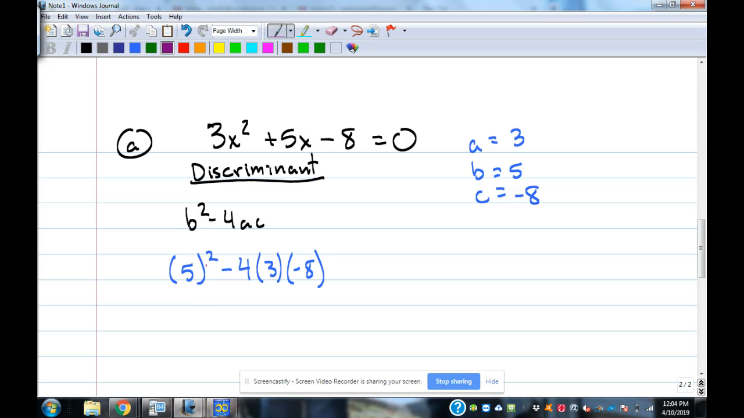And we're just working that out. What's 5 squared? 5 times 5 is 25. And then we're saying minus 4 times 3 times negative 8. So that's going to be negative 12 times negative 8. It's 12 times 8.